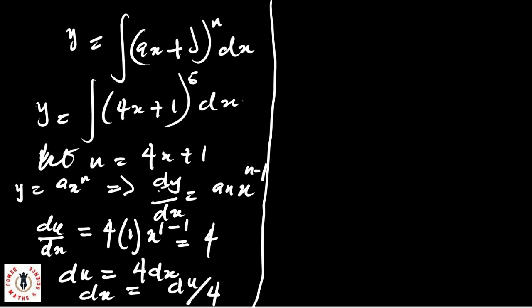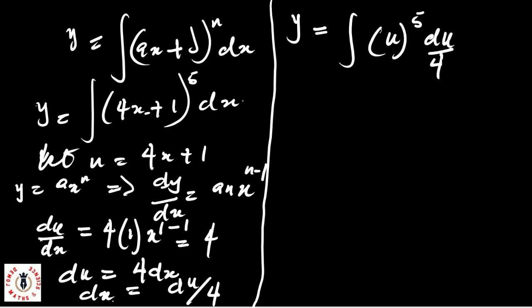Now, in place of 4x + 1, I'll put u. In place of dx, I'll substitute it with du over 4. So I can conveniently rewrite my y to be the same thing as the integral of u raised to power 5 du over 4, which is the same thing as 1 over 4. 1 over 4 is a constant, I've just brought that out. Integral of u raised to power 5 with respect to u.